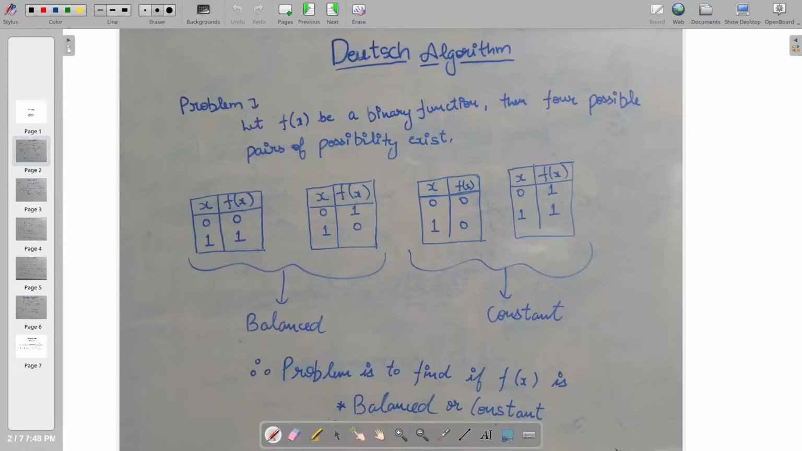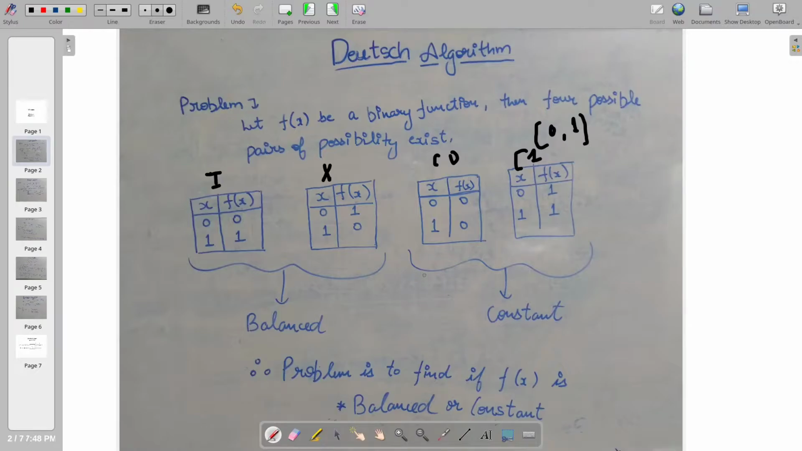So let's move further. What exactly is the problem which this algorithm tackles? The problem is quite simple. Let there be a function f(x), which is a binary function which works in the domain 0 and 1. It takes an input in this domain and gives an output in this domain. We already know that a binary function can have four possible forms. It can be an identity function, which just outputs the input. It can be an inverse function, which just inverts the input. It can be a constant zero function, which outputs 0 for any input. It can be a constant 1 function, which outputs 1 for any input.